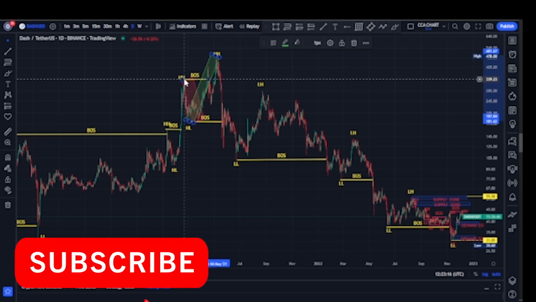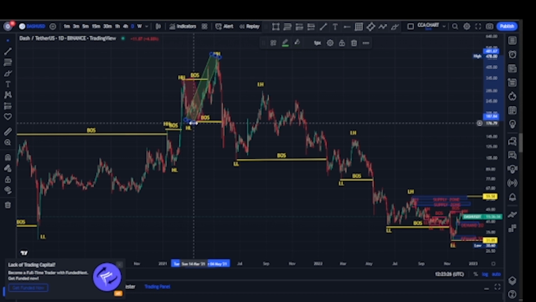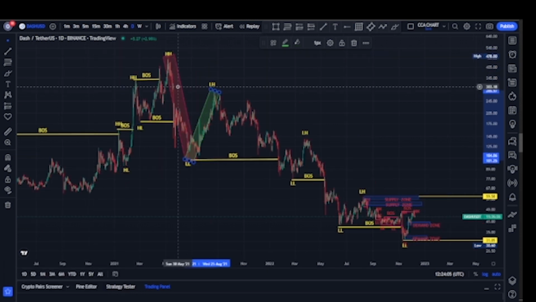Sure, the bears came back, took price from $329, took price back to $183. The bulls came back, took price from that $183, broke more structure to the upside, and took price to about $486. Guys, expecting a pullback.